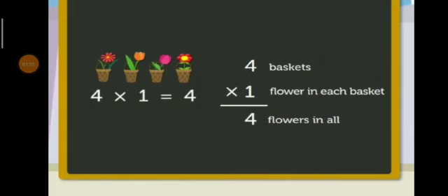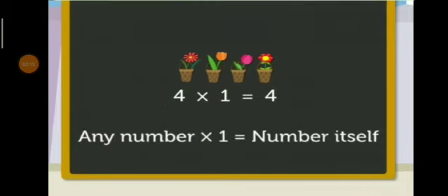There are 4 baskets and 1 flower in each basket. Now 4 into 1 is equal to 4. So here we multiplied the number 4 by 1 and we got the product as 4. That is the number itself. Hence, any number multiplied by 1 is the number itself.